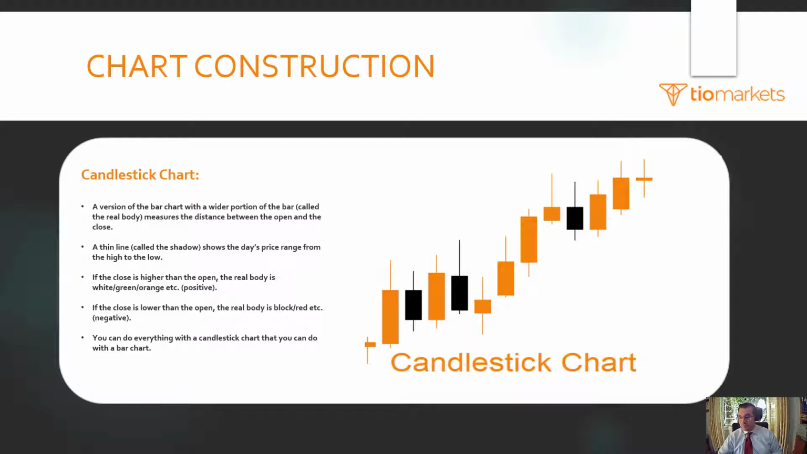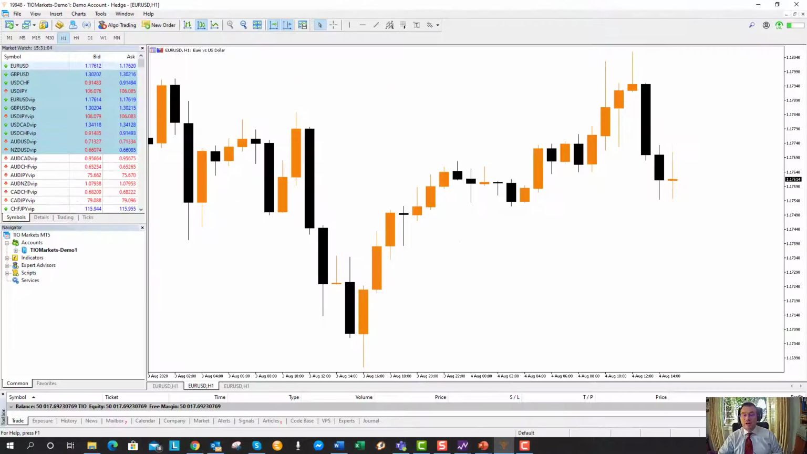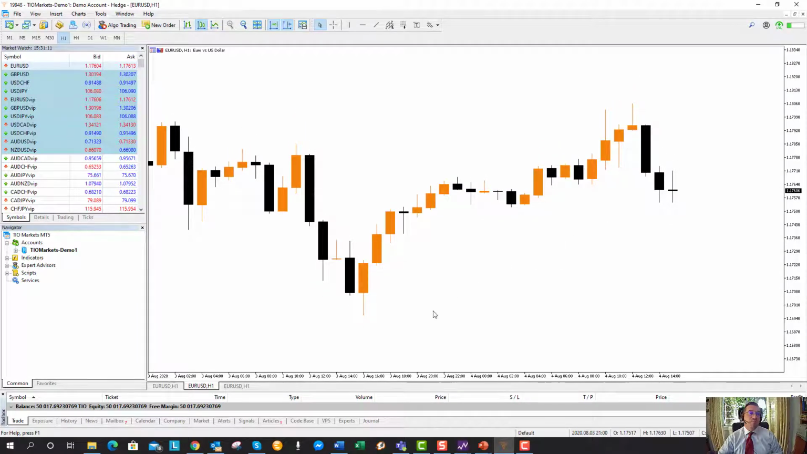Candlestick charts. Now, candlestick charts give us even more information than what we're going to see on a bar chart. A candlestick is similar to a bar chart, but it's a bit more visual. It's more catchy to the eye, and it has what we call the body. So this is the real body. And what is the real body? Again, you have the positive and negative values.